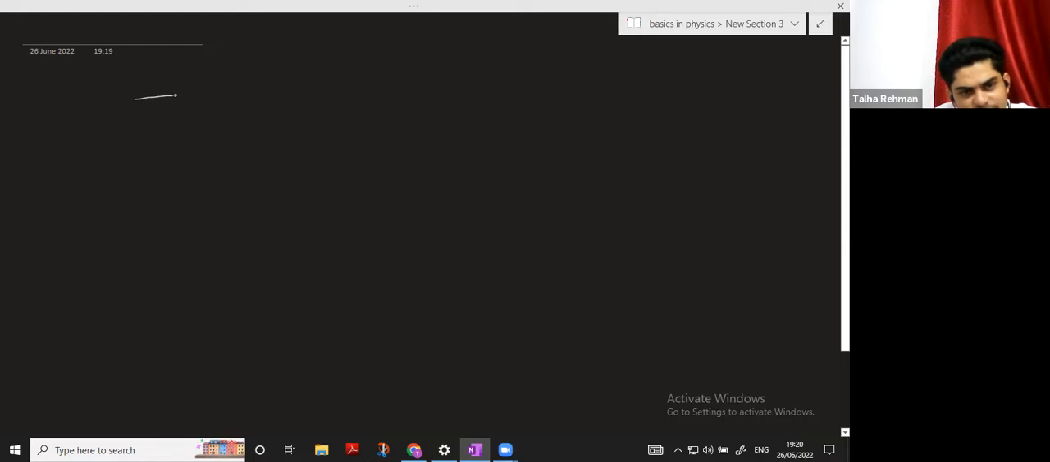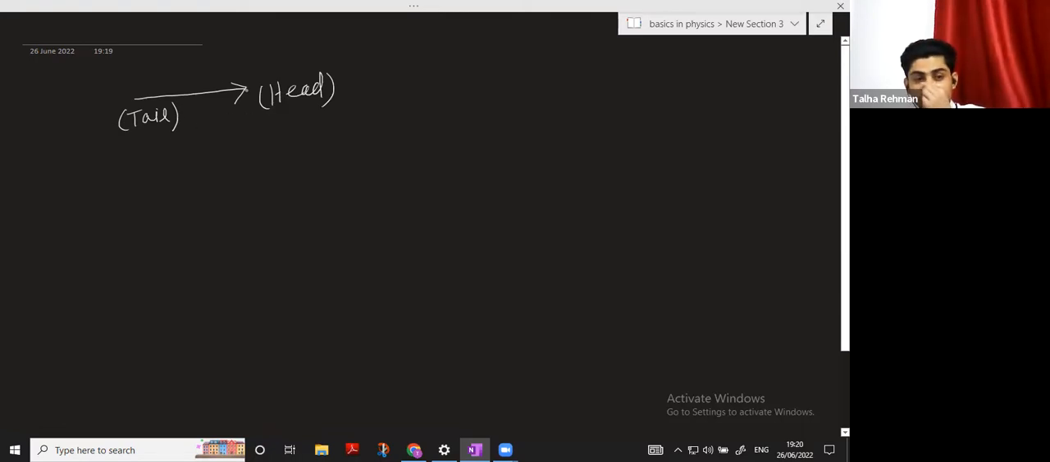We represent the vector like this. This is an arrow. This is not the arrow in physics. In physics, arrow means vector. Arrow means vector. So this is the tail or head? Tail. This is the head. So this is the vector. So we can also represent a vector in this form. In physics, the arrow means vector.